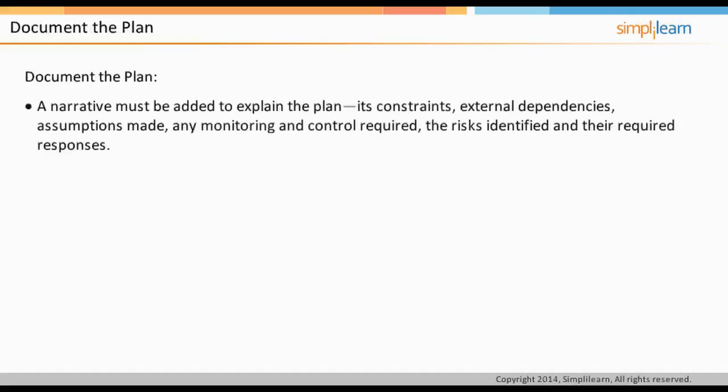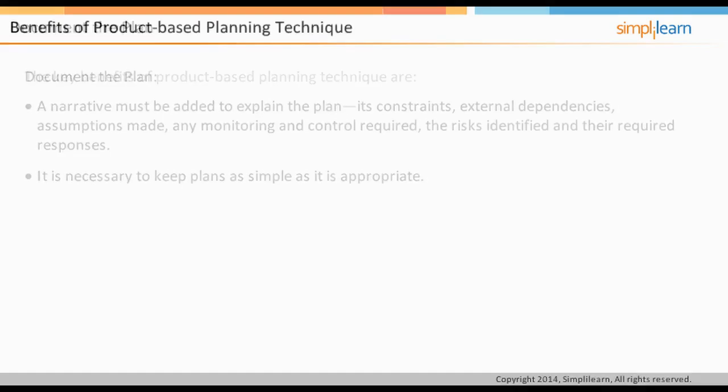Document the plan. A narrative must be added to explain the plan, its constraints, external dependencies, assumptions made, any monitoring and control required, the risks identified, and their required responses. It is a good idea to have one plan format for seeking required approval on the plan and a more detailed format for day-to-day control purposes. It is necessary to keep plans as simple as is appropriate. Let us move on to the benefits of product-based planning technique in the next screen.